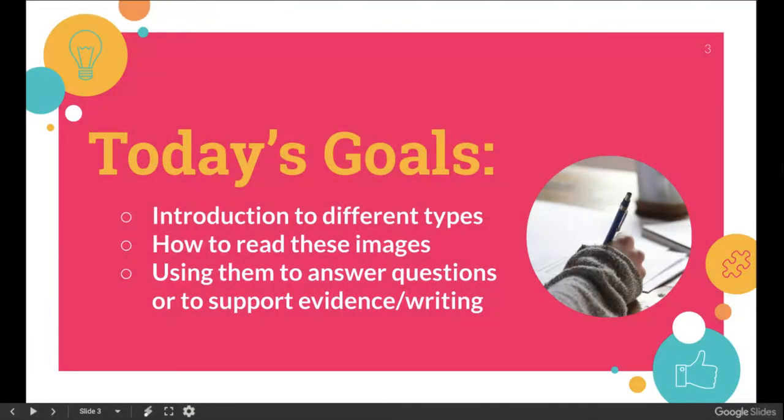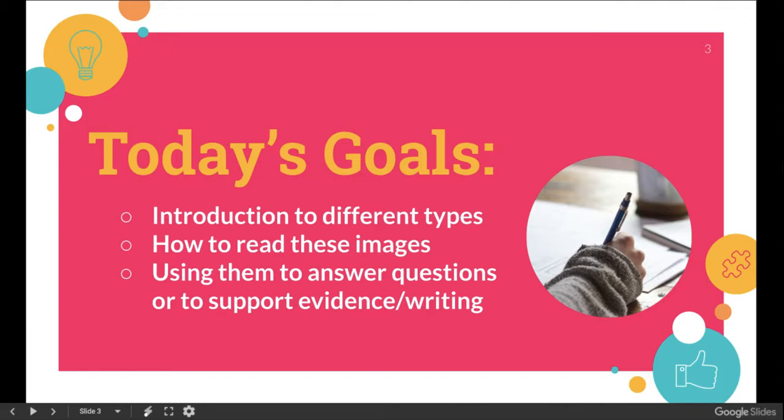So first thing that you need to know, our goals for today: I'm going to introduce you to some different types of charts and graphs. I'm going to talk to you a little bit about how to read the images, and then I'm going to talk to you about how we would use them to answer questions or to support evidence in our own writing. So first of all, a graph is information in a picture.